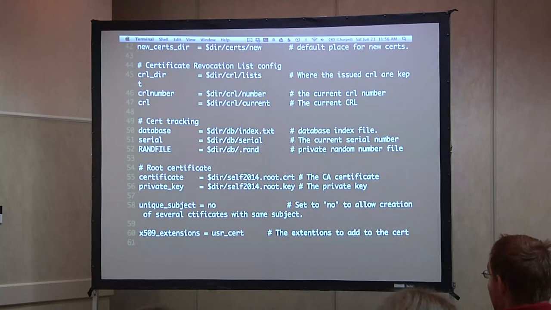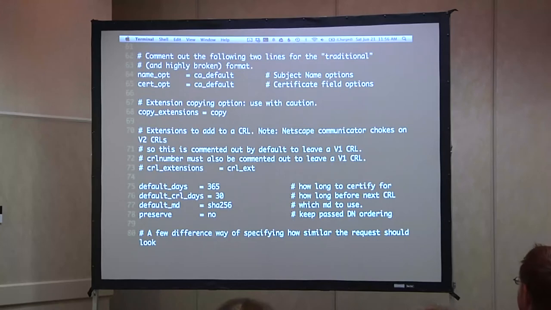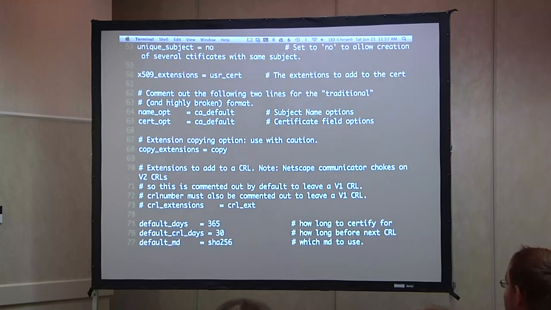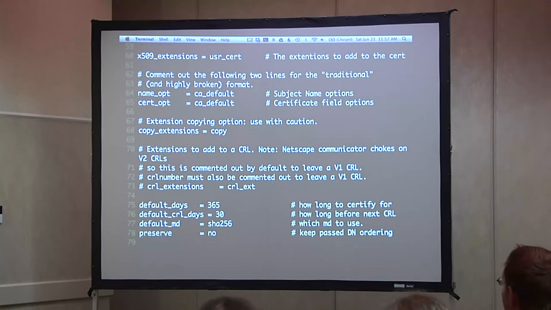That's pretty straightforward. How about let's skip down to, here we go, extensions. So when we sign a certificate, we are going to add some things to that certificate. We are designating a new configuration section called user_cert. Stopping right there. There we go. x509_extensions = user_cert. That is shorthand for we're defining a new configuration section called user_cert. Let's go check that out.